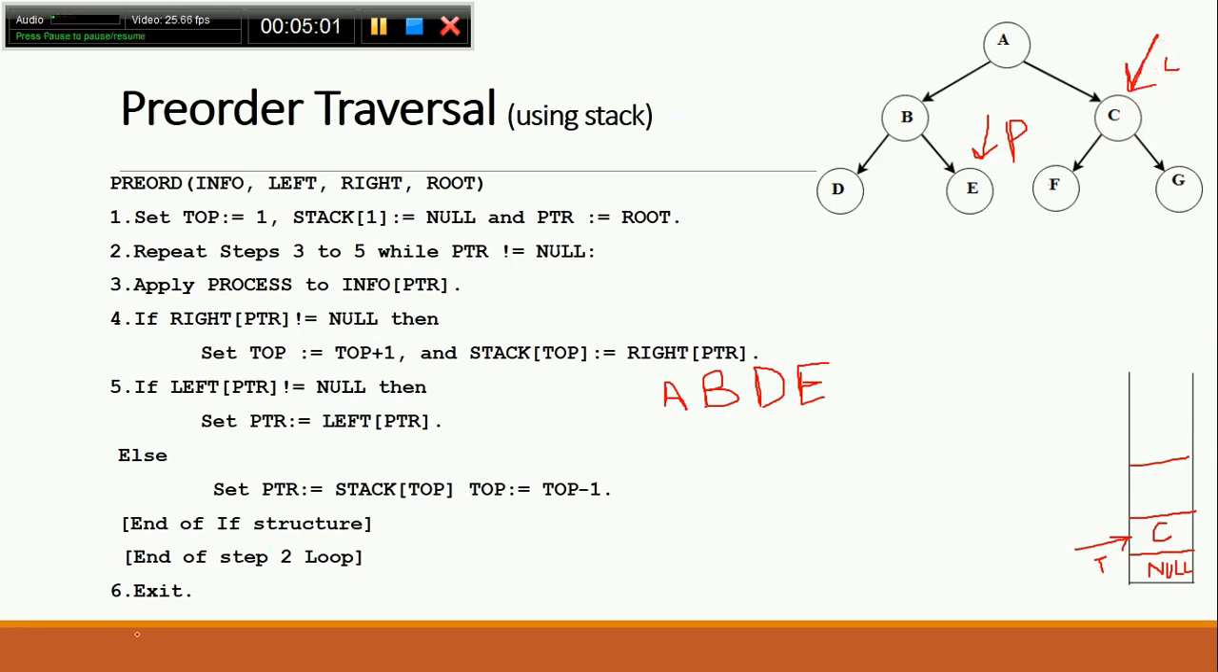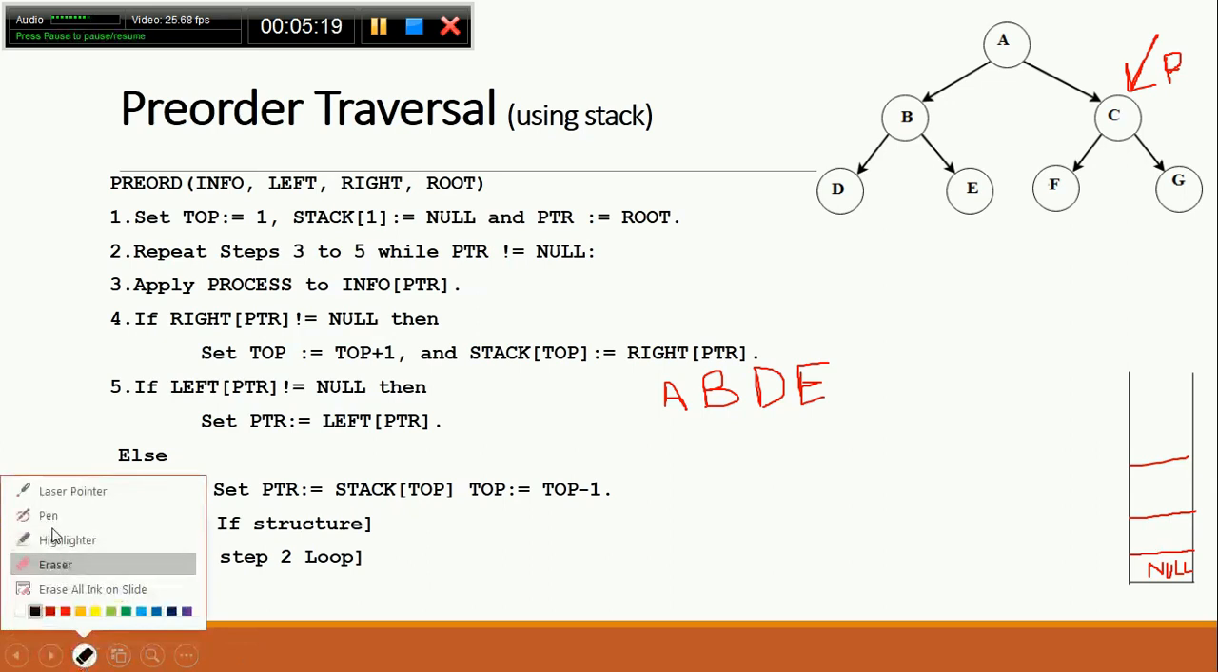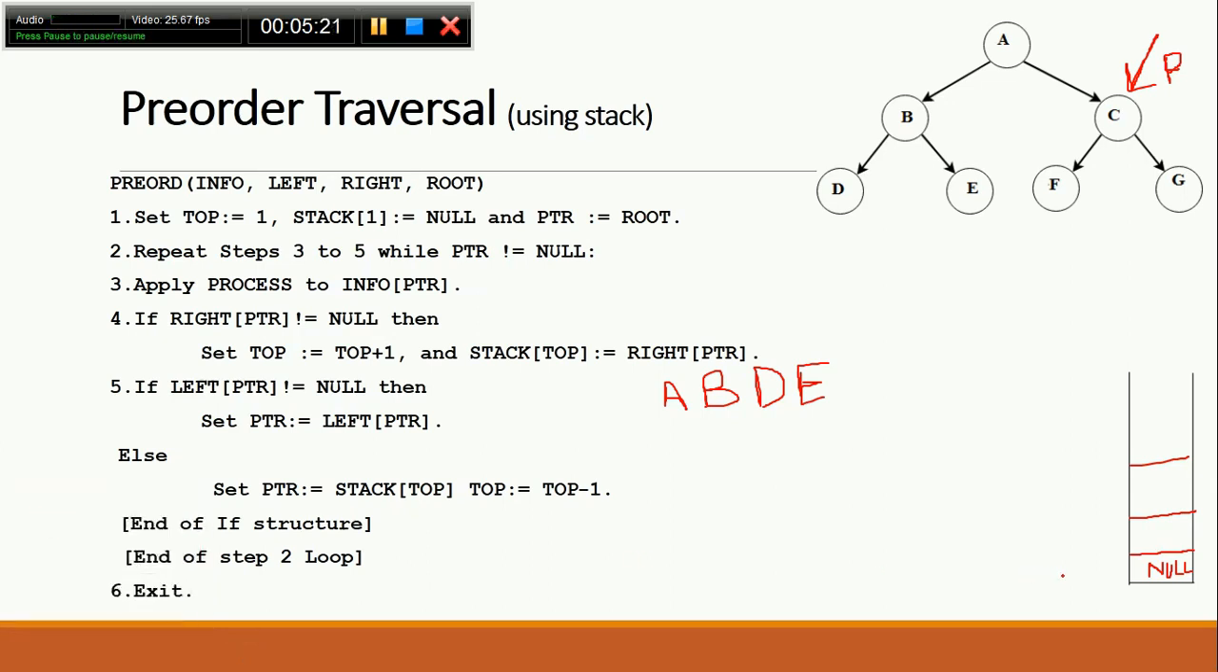Sorry, the PTR should point to the C here, so it should be P, and top is equal to top minus 1. Fine, this will be deleted, this also will be deleted, and this will be deleted, and top is now pointing to null. Okay, this is my top.